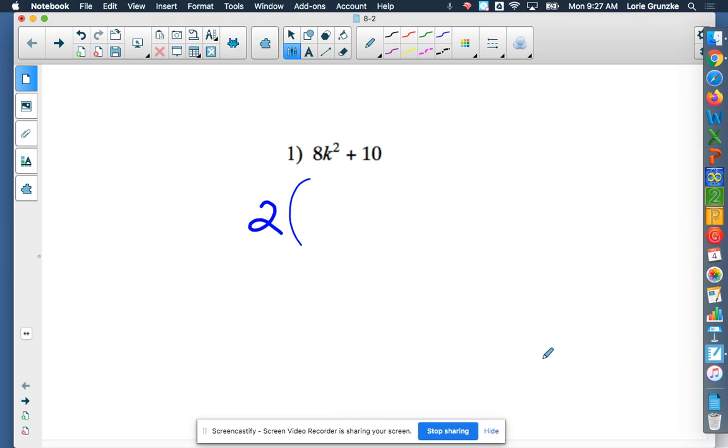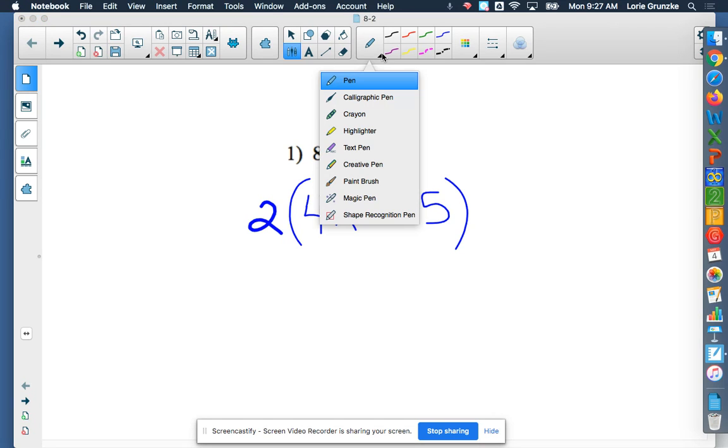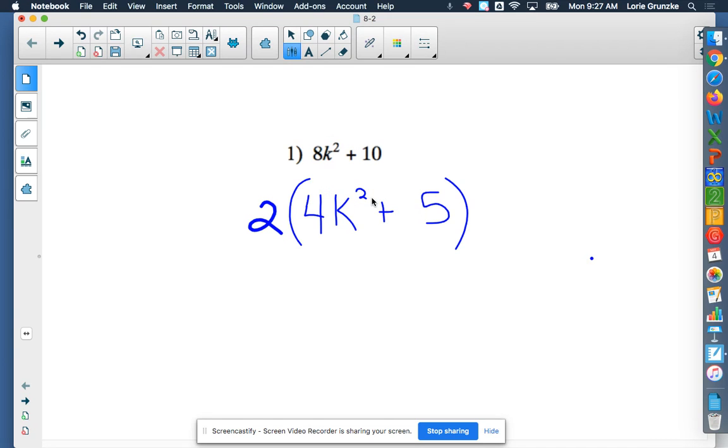So now I make this parentheses and I think, okay, if I take 8 and I divide it by 2, I have a 4 left. And I still have the k squared. If I take the 10 and divide it by 2, I get a 5. I'm going to use my magic pen to correct it because I don't really want it to stay on here. To correct it, you would do the distributive property.